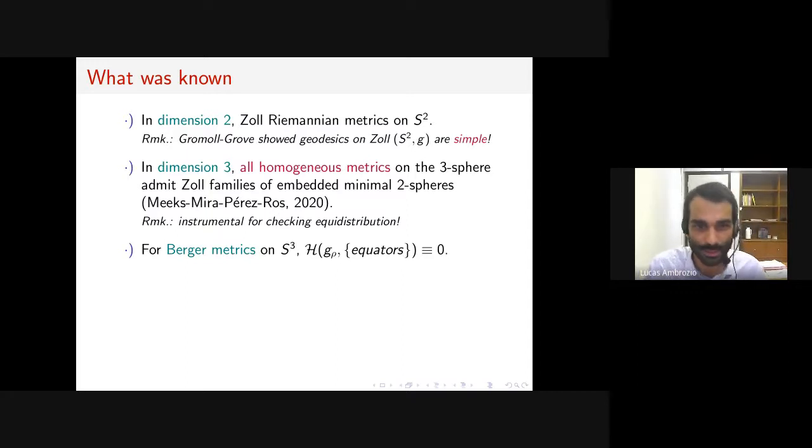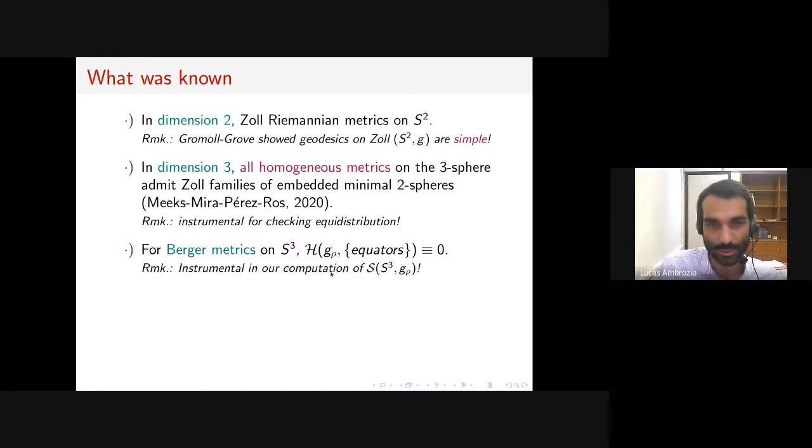So here we see an example of the same family of spheres being minimal for different metrics. Okay, so equators are minimal for the canonical metric, but they are also minimal for Berger metrics, okay? And this was instrumental for us in that computation of the systole of the Berger metrics, okay? So we know who they are, so we can compute their area very easily with that explicit formula. So we can compute the systole divided by that volume very easily.